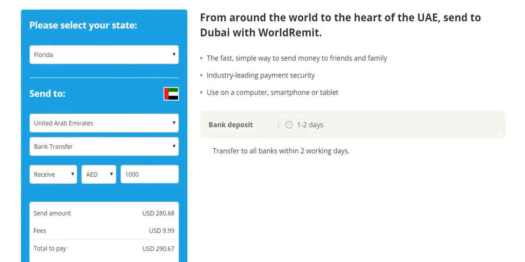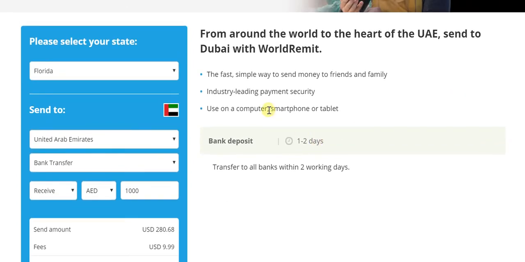And yes, it is well and truly the fastest, simplest way to send money to friends and family with industry leading payment security, because that is quintessential. Unless the platform that you're using is secure, you will definitely not want to use it. And there's enormous flexibility, whereby whether it's a computer, a smartphone, or a tablet, it does not really matter, as long as you can connect to World Remit and then go through the entire transfer process.